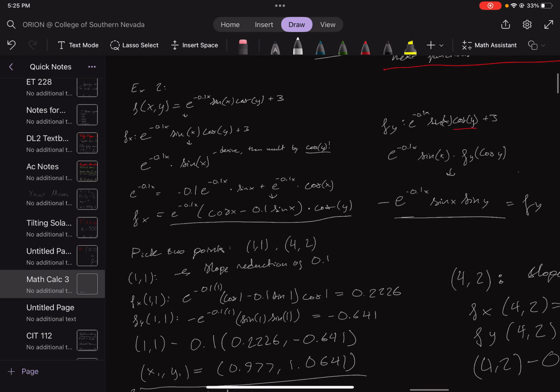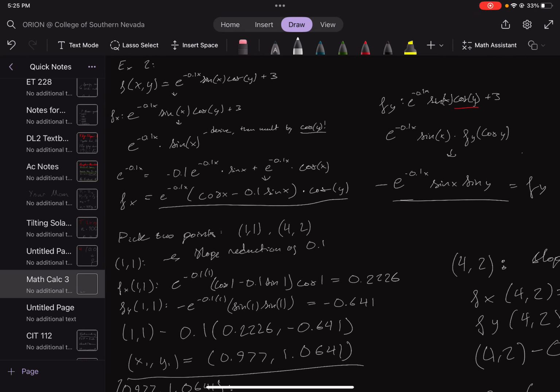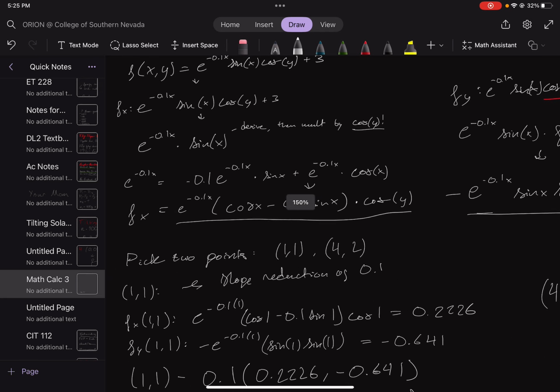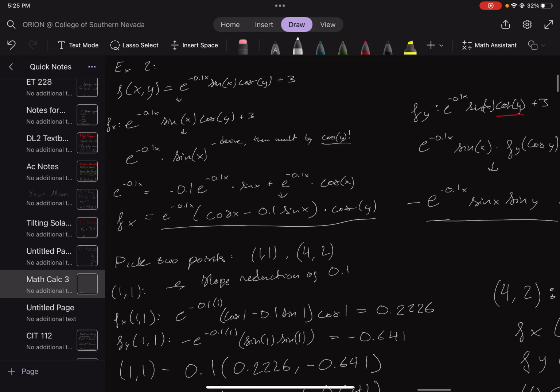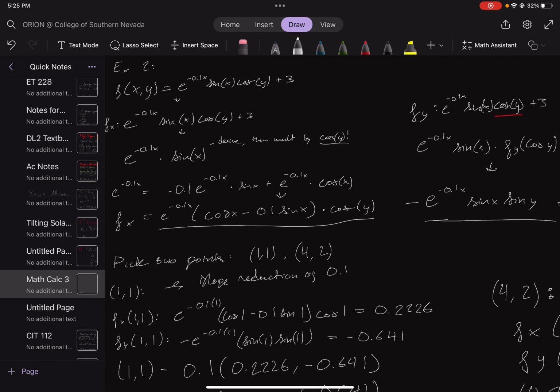All right, now we're going to move on to example 2. It's a little more complicated. It's a pretty interesting function. You've got e to the 0.1 times x, and then sine x and cosine y. So we kind of had to rewrite it and do all that stuff. So we did the f sub x and the f sub y, and we got both of those values right here.